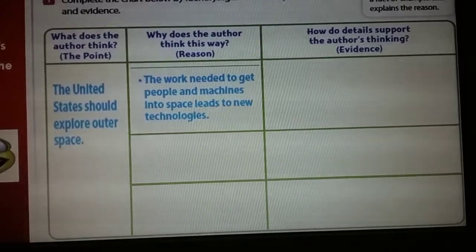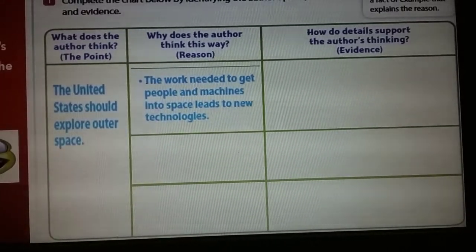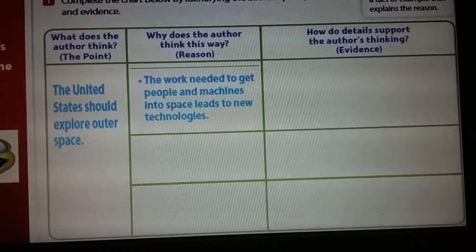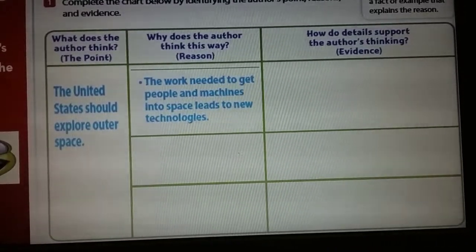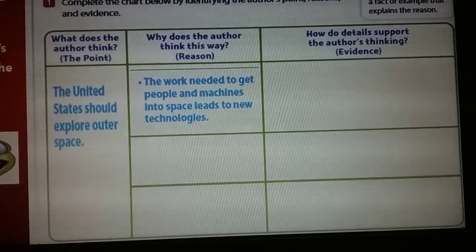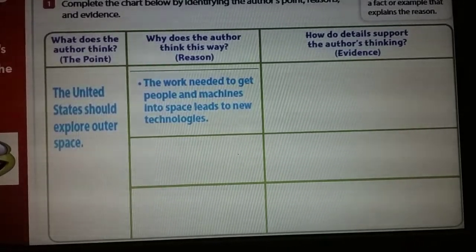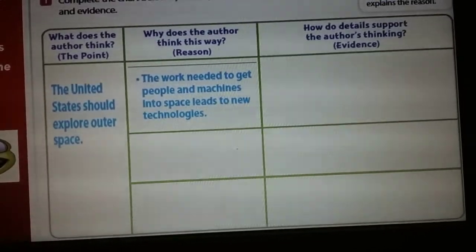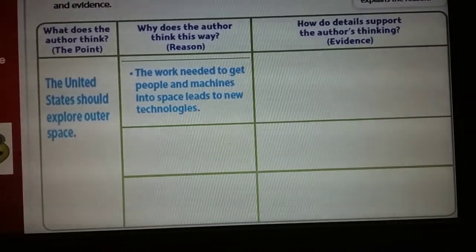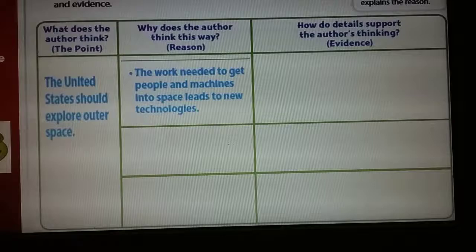The work needed to get people and machines into space leads to new technologies. So this is why the author feels that the United States should explore outer space. Now, let's look at some evidence, some things that can be proven to support the author's point. It says, how do details support the author's thinking?